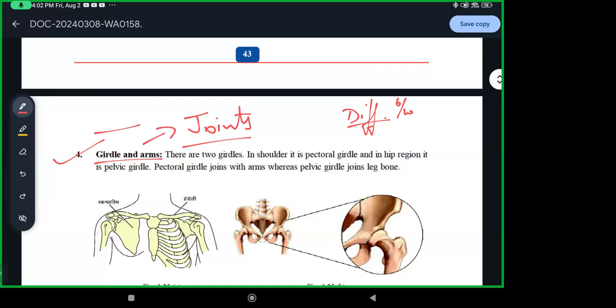If it is a 5 marker question, at least 5 points you should write. A 3 marks question, so 3 points should be there. A 2 marks question, 2 points should be there. Like that you have to write it. Okay, in points, elaborate answers.